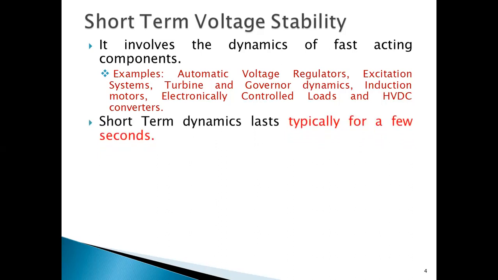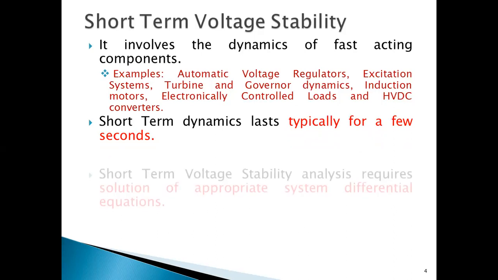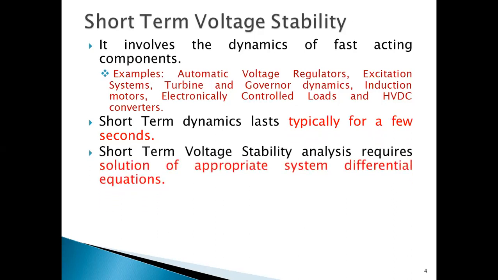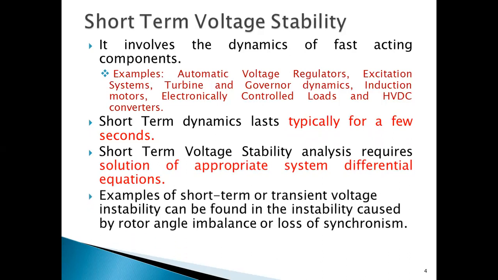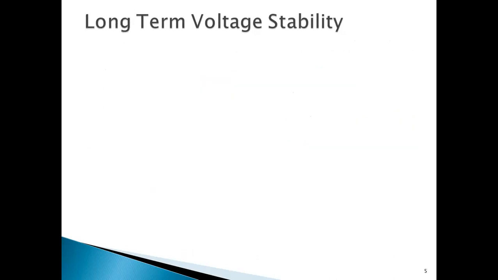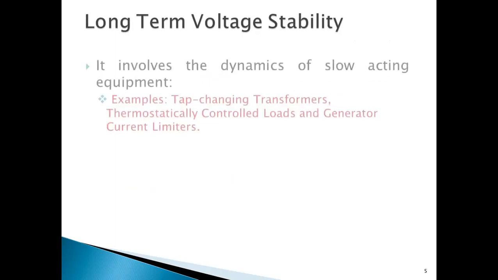How long do these short-term dynamics last? It lasts only for a few seconds. How do we analyze this short-term voltage stability? It requires solution of appropriate system differential equations. Examples of short-term or transient voltage instability can be found in the instability caused by rotor angle imbalance or loss of synchronism.